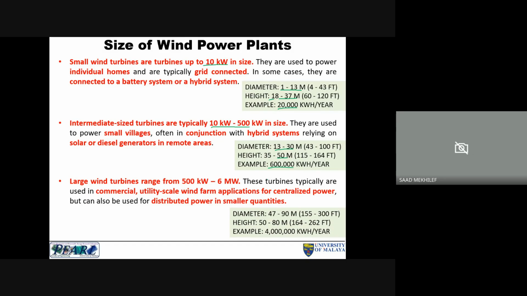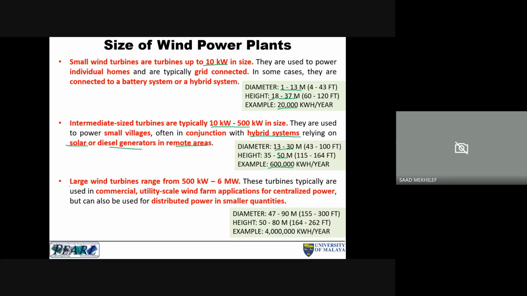It's quite good, especially if you put it in conjunction with hybrid systems, solar or diesel generators for remote areas. So typically, this is a good size for a small community. If combined with storage, with the diesel and solar, it can actually provide a good supply.